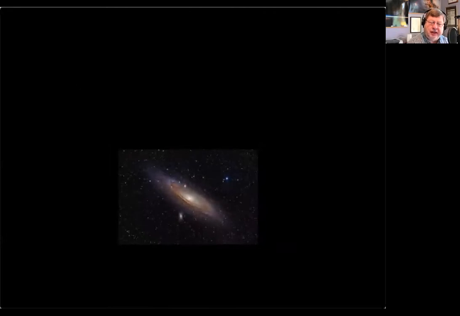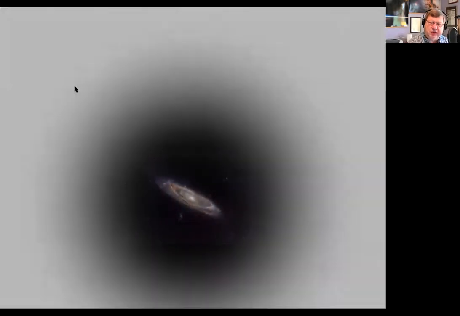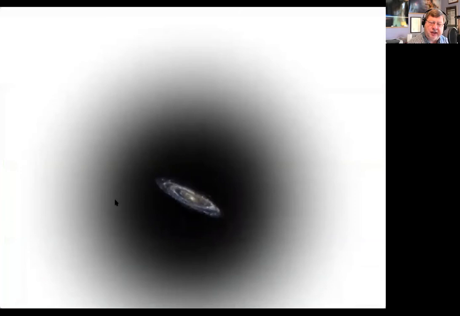The only way this can work is if surrounding our galaxy is what we call a dark matter halo. There's dark matter that extends way beyond the reaches of the visible Milky Way galaxy itself.